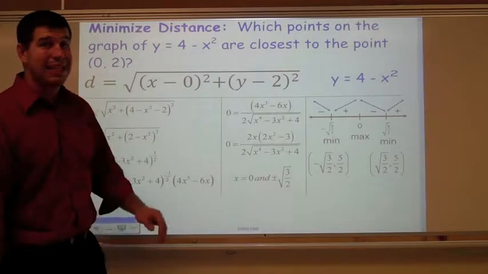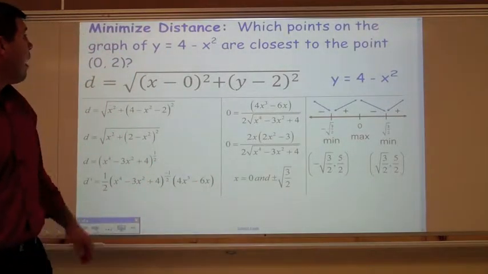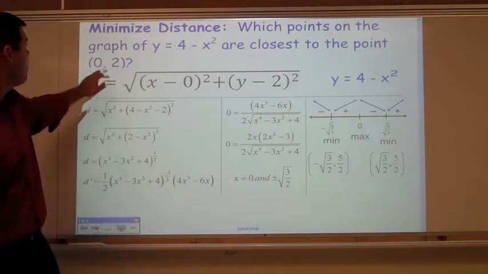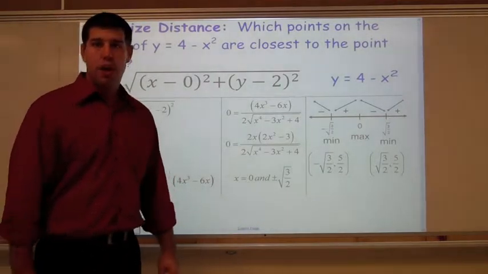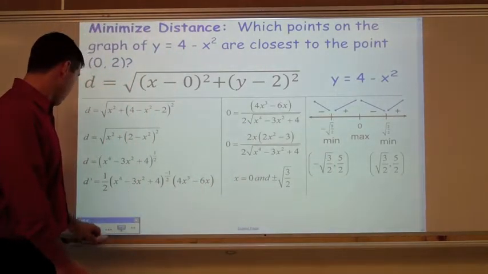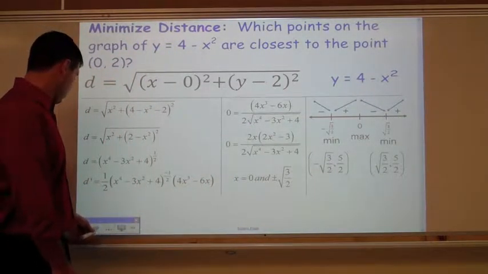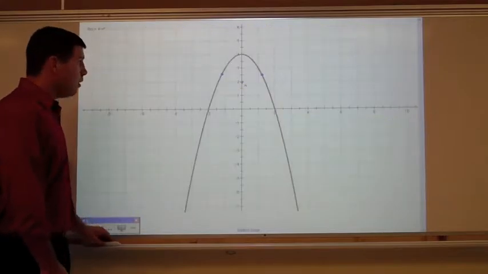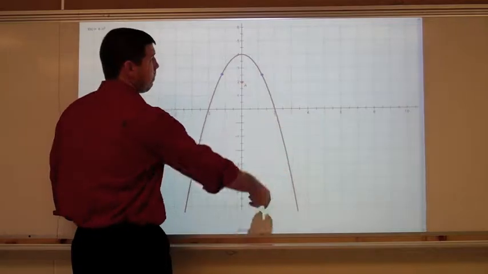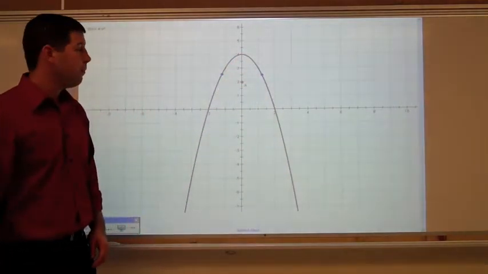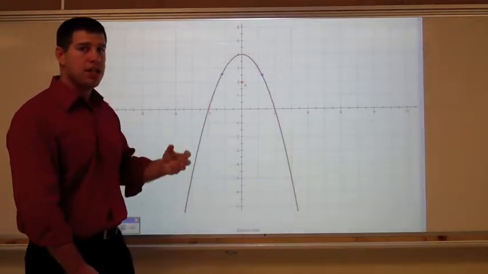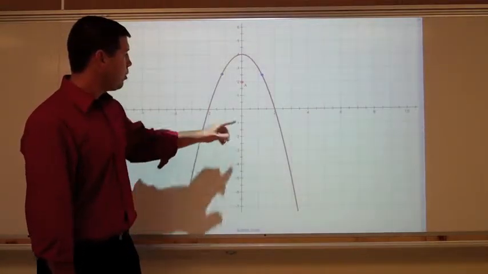We want to minimize a distance here. Which points on the graph of y equals 4 minus x squared are closest to the point (0, 2)? So we're going to find points on a graph that are closest to a point. Look at the picture here real quick. 4 minus x squared is an upside down parabola with a vertex at (0, 4). It wants to know the points closest to (0, 2).